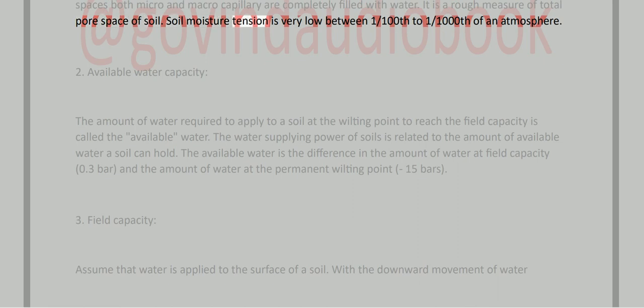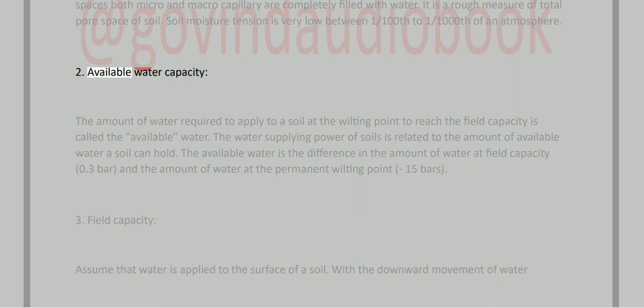Soil moisture tension is very low, between 1/100th to 1/1000th of an atmosphere. 2. Available water capacity. The amount of water required to apply to a soil at the wilting point to reach the field capacity is called the available water. The water supplying power of soils is related to the amount of available water a soil can hold. The available water is the difference in the amount of water at field capacity, 0.3 bar, and the amount of water at the permanent wilting point, 15 bars.